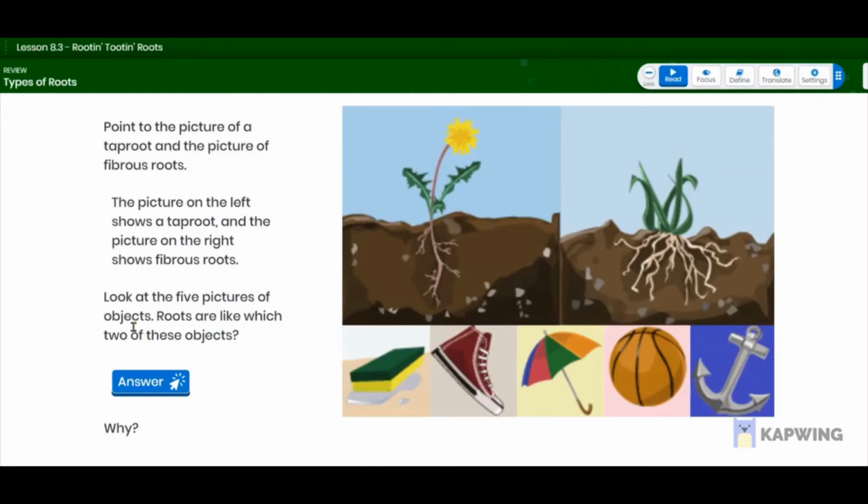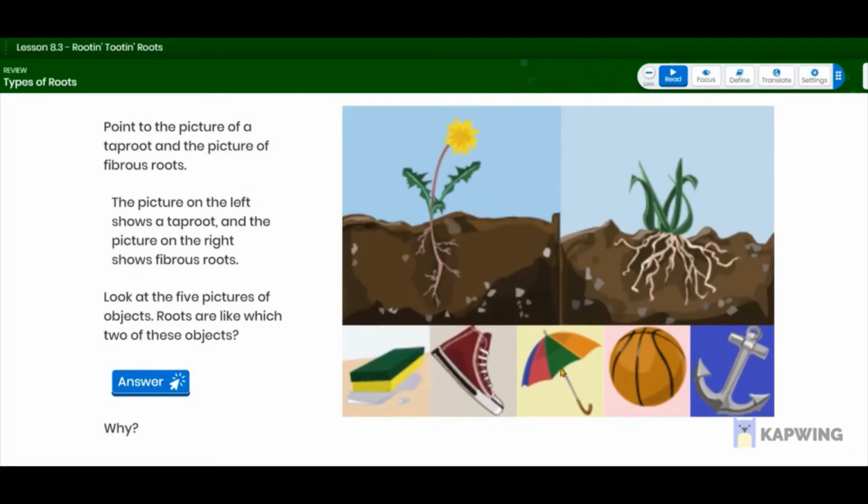Look at the 5 pictures of objects. Roots are like which 2 of these objects? So here are 5 pictures of objects. Roots are like 2 of which of these objects? Well, one, we know that roots are like sponges because they absorb the water. They take in the water from the soil, kind of like a sponge. So this is already one.